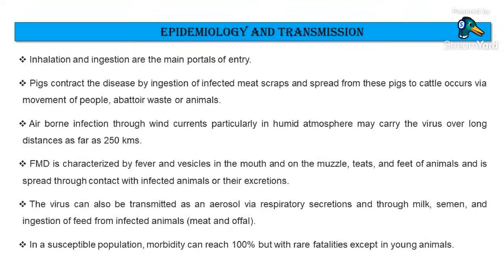The virus which we are talking about, the aphthovirus, is transmitted via aerosol or respiratory secretions, through the milk and semen, which we have already discussed. And in many species, in a susceptible population, morbidity reaches 100%, but with rare fatalities. In the young animals it causes fatalities, but in adults it doesn't cause any such, because 2% is the death rate in case of adults.